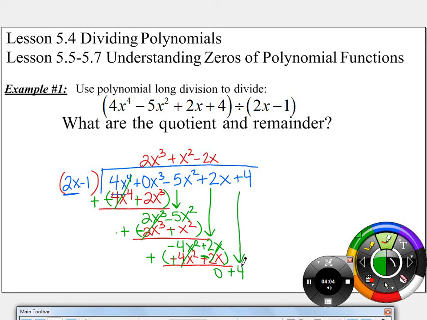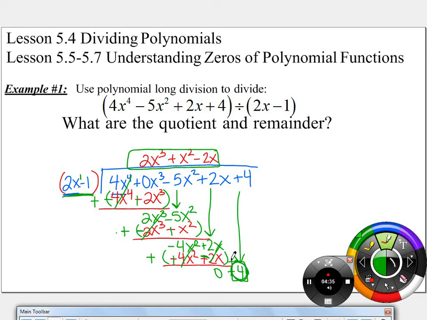Now, we have finally gotten to the point where the degree of what we have down here, which is basically just 4, is less than the degree of our divisor. The degree of our divisor is 1. Unless we put an x in the denominator, which breaks the rules of polynomials, there's no way we can multiply to make that. So now we're ready to answer the question. We're done with our division problem. Here's how many times 2x minus 1 goes into this polynomial, but it has this remainder, or leftover, of 4.